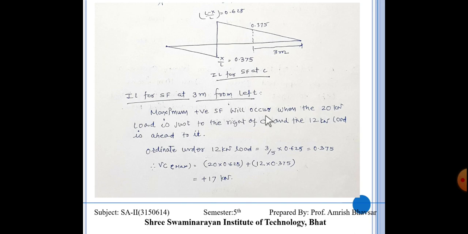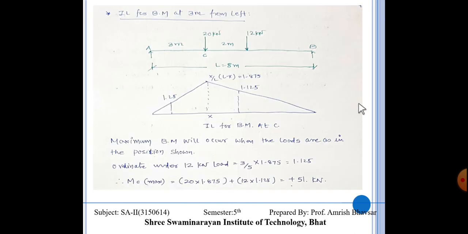So influence line for shear force at 3 meter from left. Maximum positive shear will occur when the 20 kilonewton load is just to the right of C and 12 kilonewton is ahead of it. Ordinate under the 12 kilonewton is 3 upon 5 multiplied with 0.625. So we will get 0.375. Now at point C, the shear at C is maximum, and the value is obtained by multiplying with these two ordinates: 20 multiplied with this 0.625 and 12 multiplied with this, and the summation of that gives the maximum shear, that is 17 kilonewton.